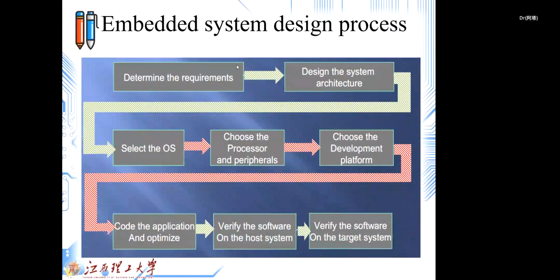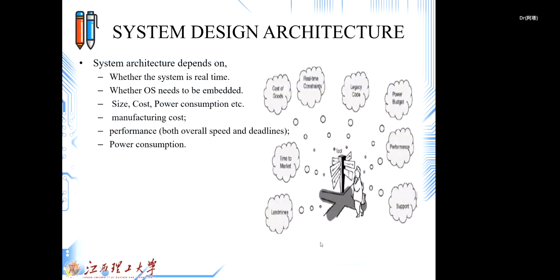The first thing can be like this. First, you should know what requirements you have, and then based on your requirements, you should design the architecture. Then select the OS that you want, and choose the processor and peripherals that you need. Then choose the development platform, then write the code and application and try to optimize these steps. After that, you should verify the software on the host system, and finally verify the software on the target system.